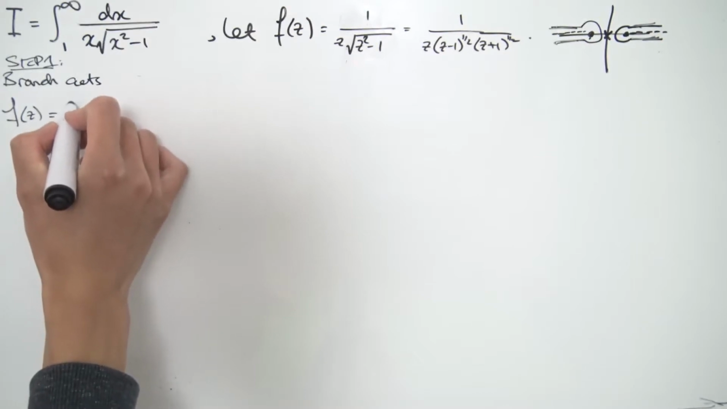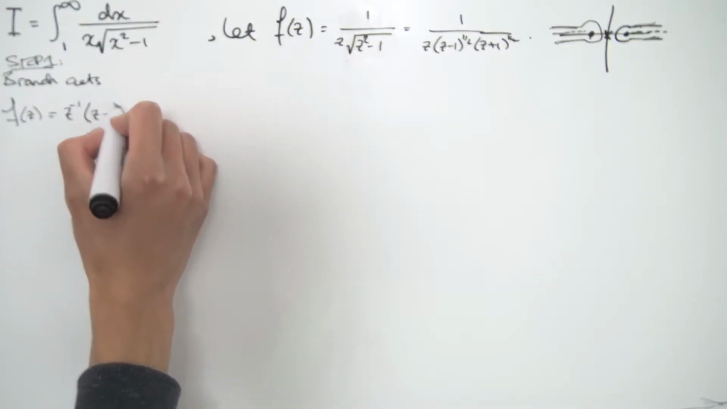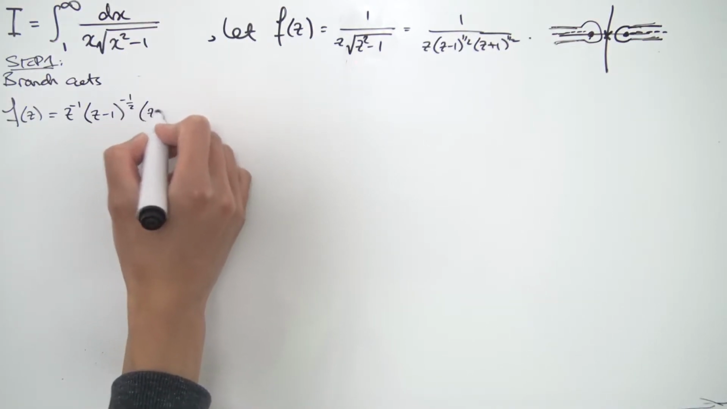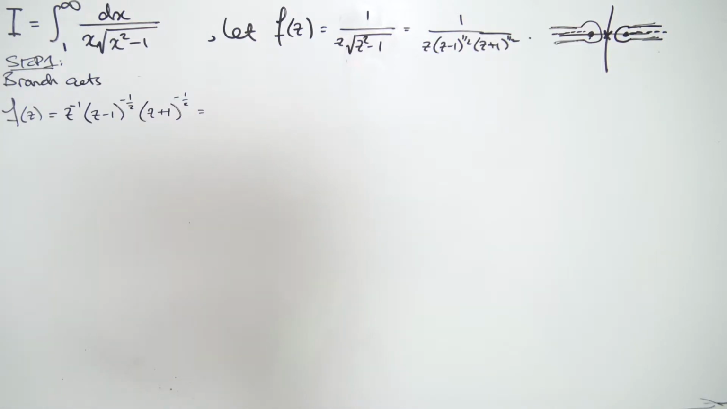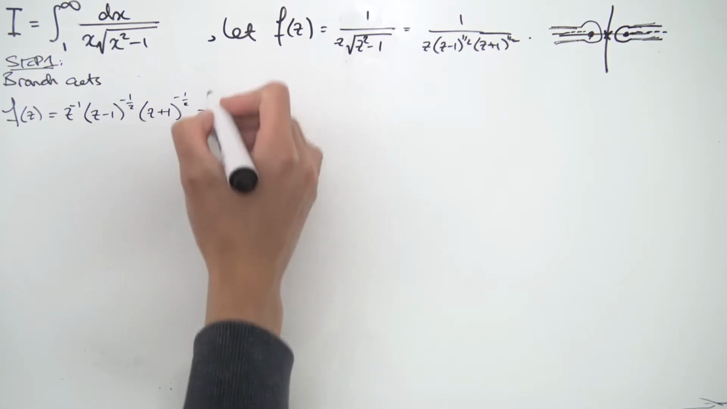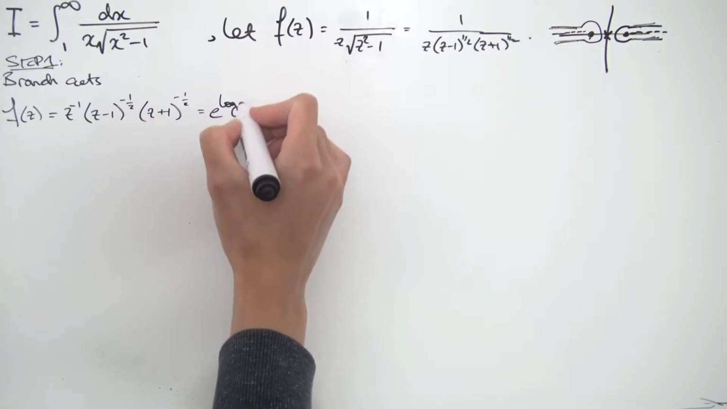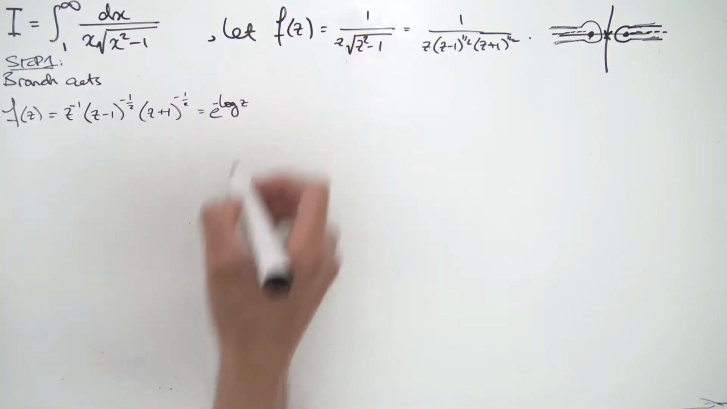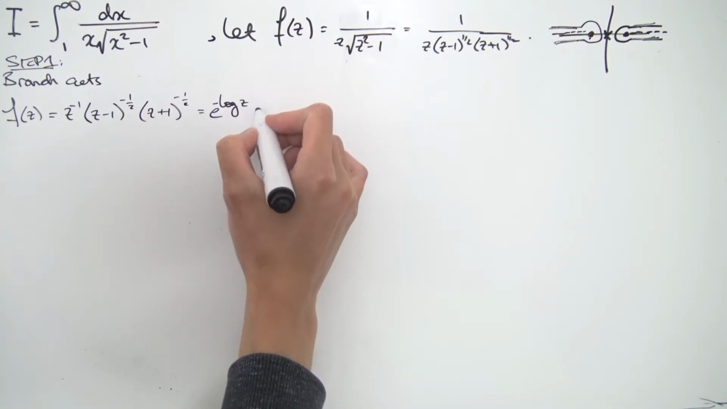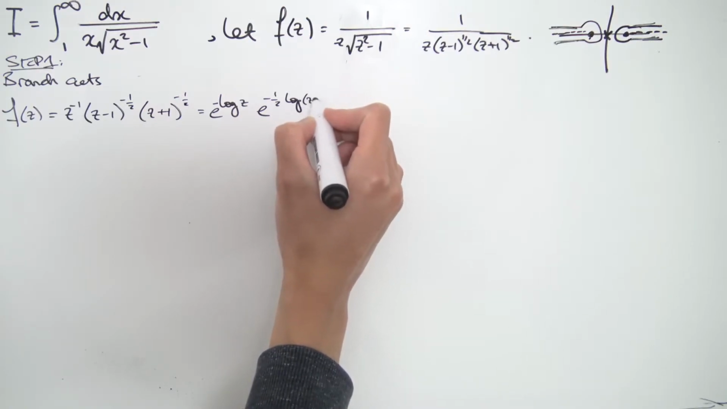First things first, I'm going to write it out as z to the minus 1, z minus 1 to the minus a half, then z plus 1 to the minus a half. Why do I do this? Well, I'm going to rewrite each factor in base e to get that logarithm so we can choose the different branches. So e to the minus log of z, and then we have that negative power. We also have e to the minus a half log of z minus 1.